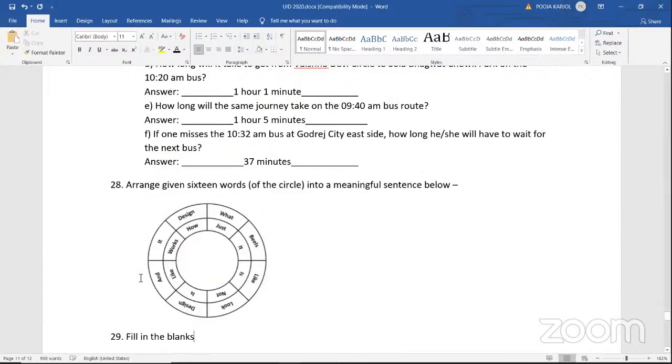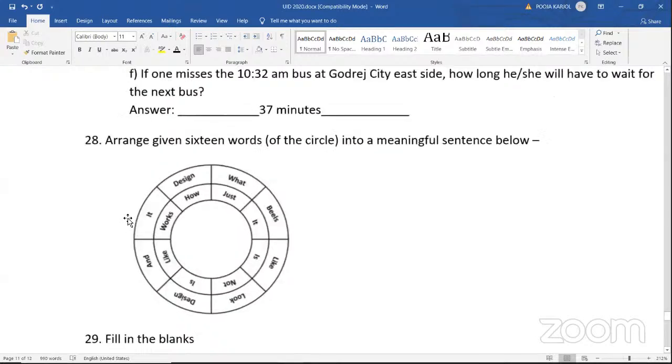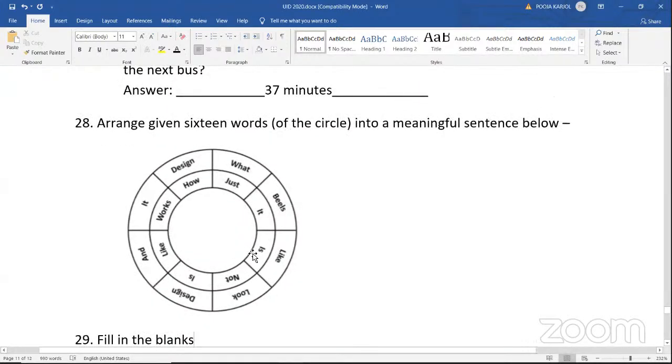Okay, so this one, I'll just zoom it. Arrange the given 16 words of the circles into a meaningful sentence from below. There are 8 words on each circle. You have to use all those 16 words to make a meaningful sentence. Also, this word here, it is not beels, it's feels. I think it was a typo.